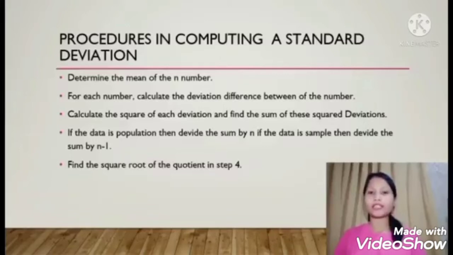Today we're going to discuss the procedure in computing standard deviation. Determine the mean of the n numbers. For each number, calculate the deviation, the difference between the number and the mean. Calculate the square of each deviation and find the sum of these squared deviations. If the data is a population, then divide the sum by n. If the data is a sample, divide the sum by n minus 1. Find the square root of the quotient in step 4.